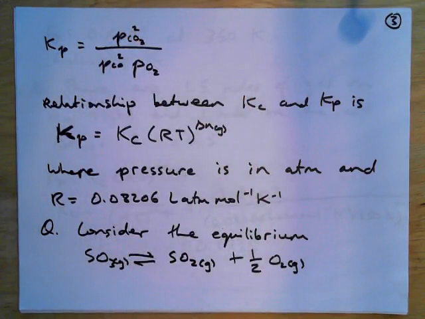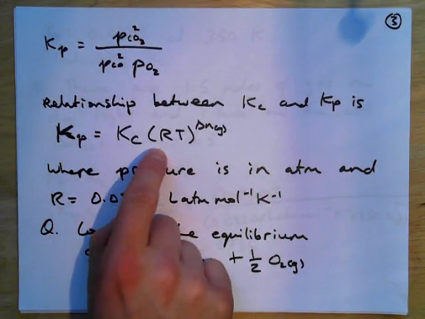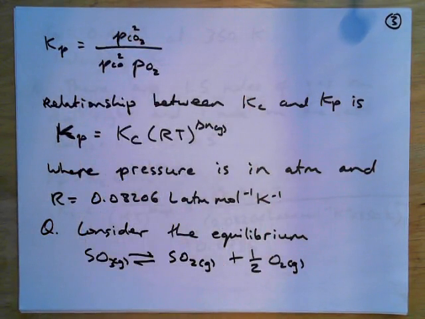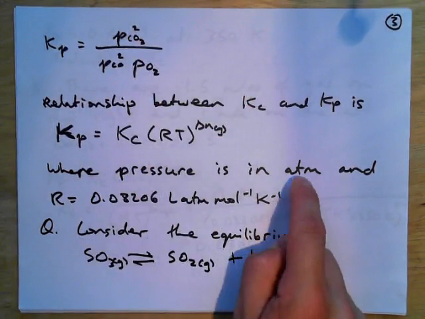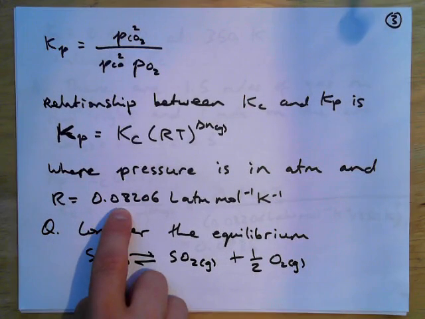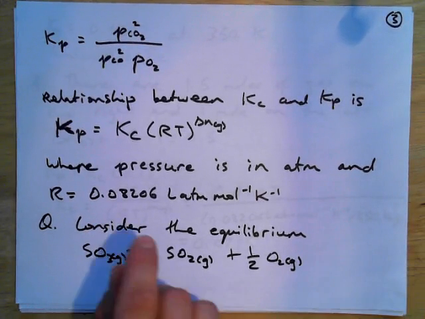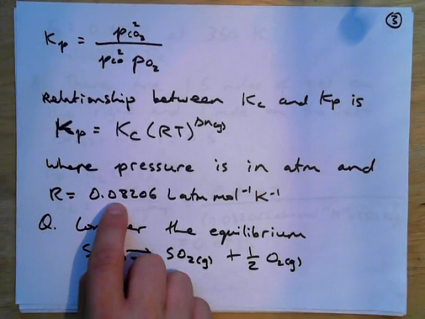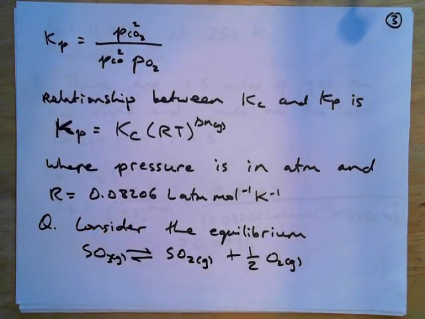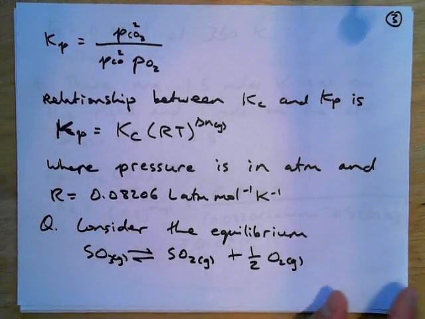There is a relationship between Kc and Kp, and that is that Kp equals Kc times RT to the change in the number of moles of gas. For this to work, the pressure is in atmospheres, and R is the gas constant. But instead of being the 8.314 value, it's the 0.08206 value.